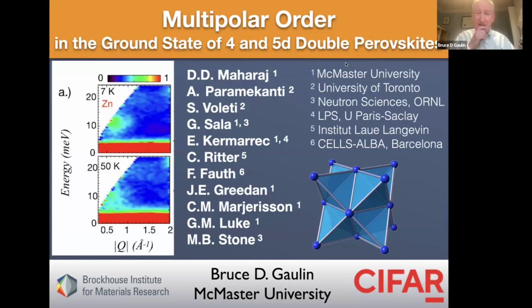At any rate, this work was really a collaboration between my group at McMaster University and Arun Paramekanti's group at University of Toronto. So that's who most of the collaborators are here. And of course, very important collaborations with the large-scale facilities at which we do our neutron and X-ray scattering measurements.